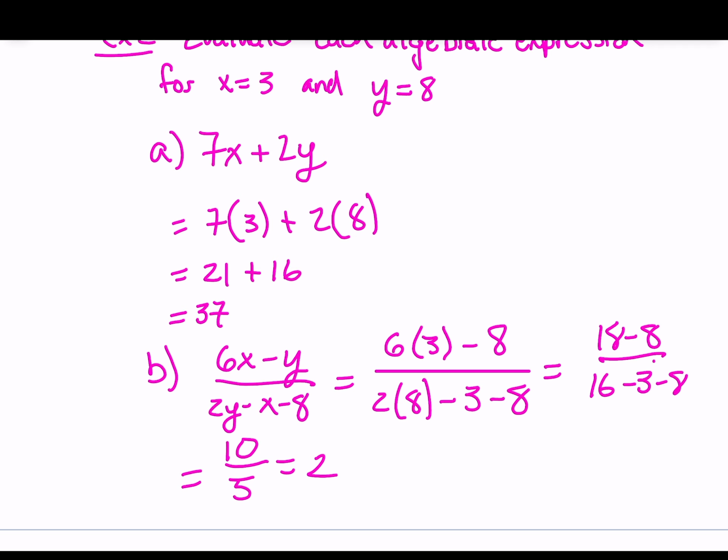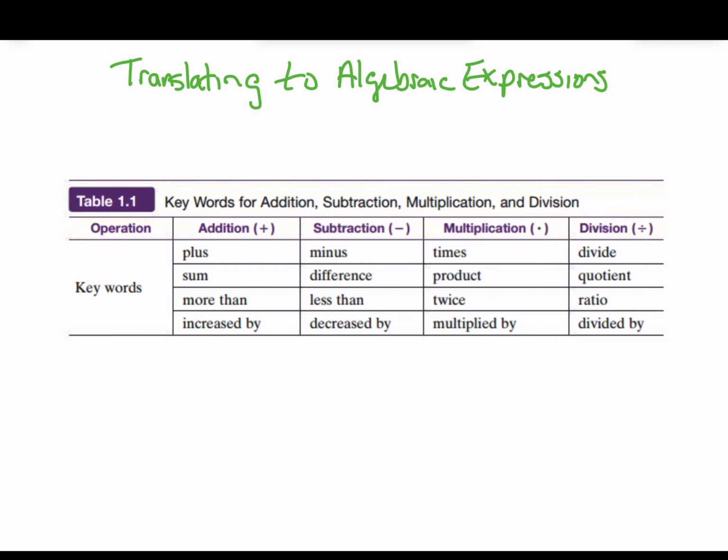Let's now move on to another topic, translating to algebraic expressions from English. Many times when we're solving algebra problems, we will need to be able to translate from a word problem into an algebraic expression. So to help out with that, we have a table, which is also in your book on page 4, that has keywords that are related to addition, subtraction, multiplication, and division.